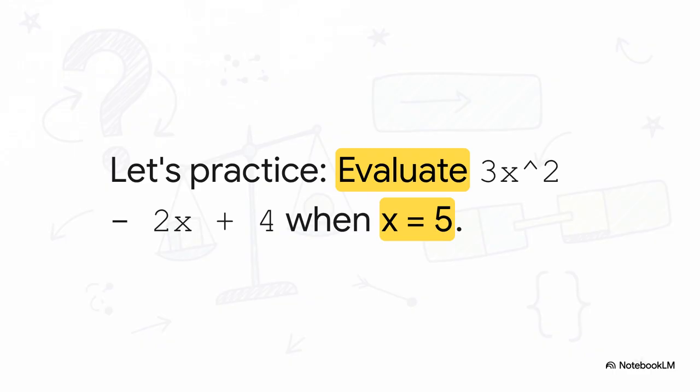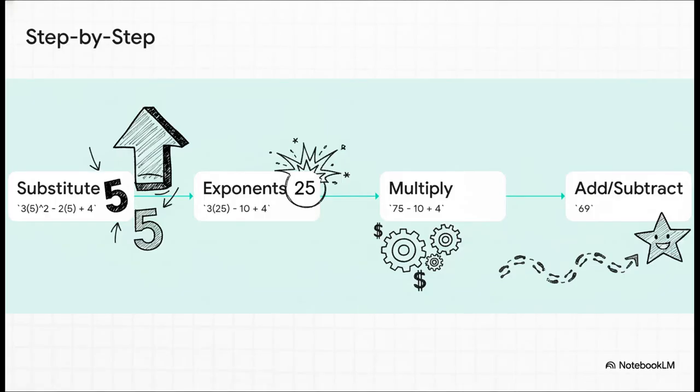So for this problem, we're given an expression, and we're told that our variable x is going to be 5. Our job is just to plug that 5 in and follow the rules of PEMDAS. And here's exactly how that works, step by step. First thing, we plug in that 5 everywhere we see an x. Now we just follow PEMDAS.